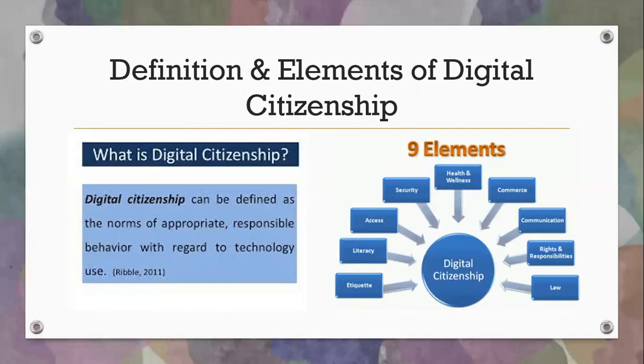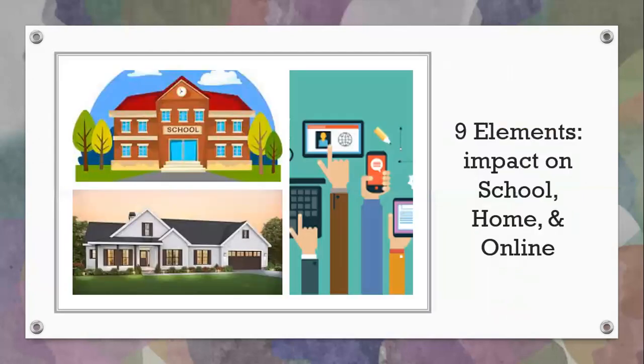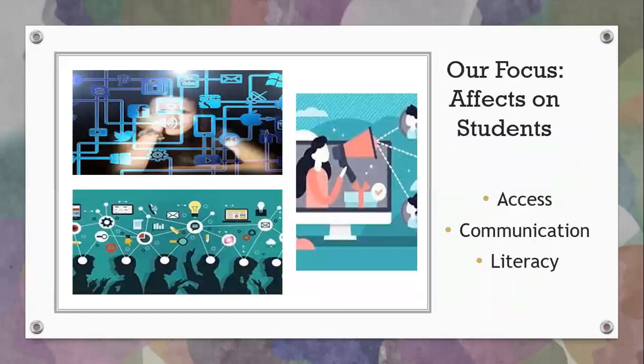Digital citizenship, as defined by Ribble, can be defined as a norm of appropriate, responsible behavior with regard to technology use. He further explains that there are 9 elements that make up digital citizenship, all working together to create digital citizenship. Ribble further categorized the 9 elements into 3 subgroups, which include school, home, and online. Our focus today will be the elements that impact student learning, which include digital access, digital communication, and digital literacy.